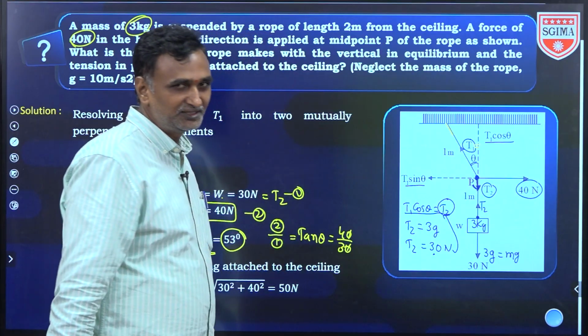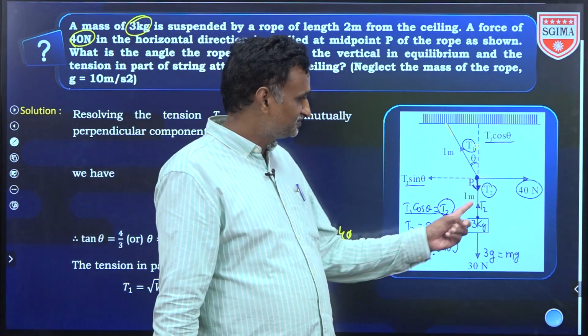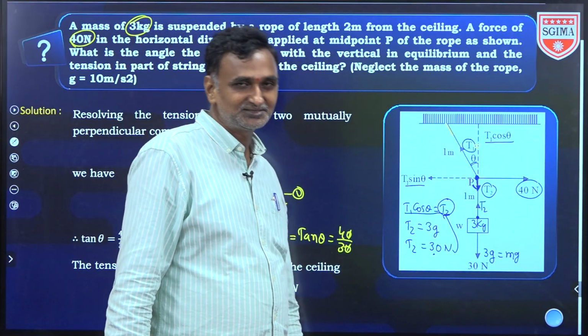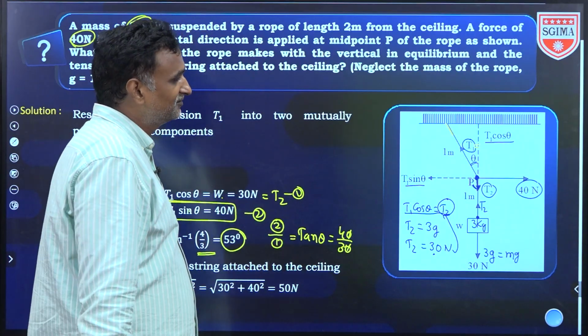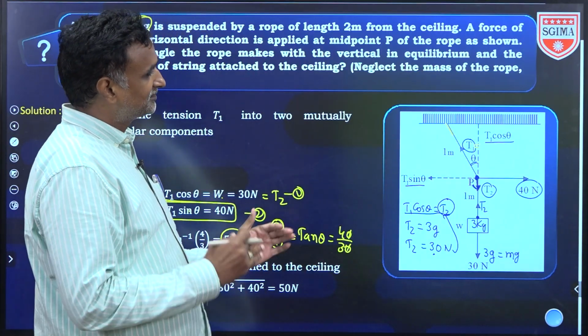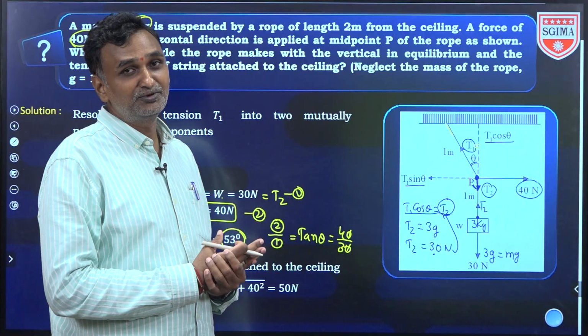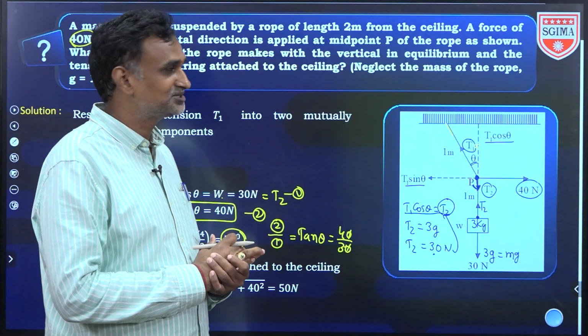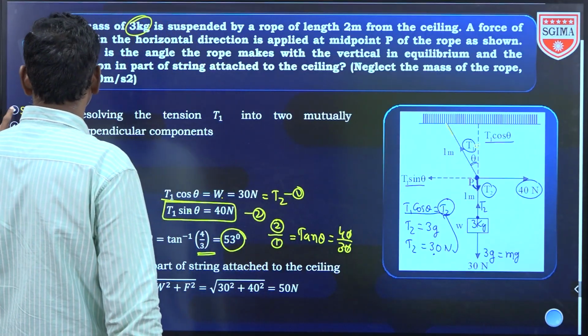And what is the tension in this part? 30 newtons. That's it. So this is the way we can solve the question, by resolving components into perpendicular directions. Next question.